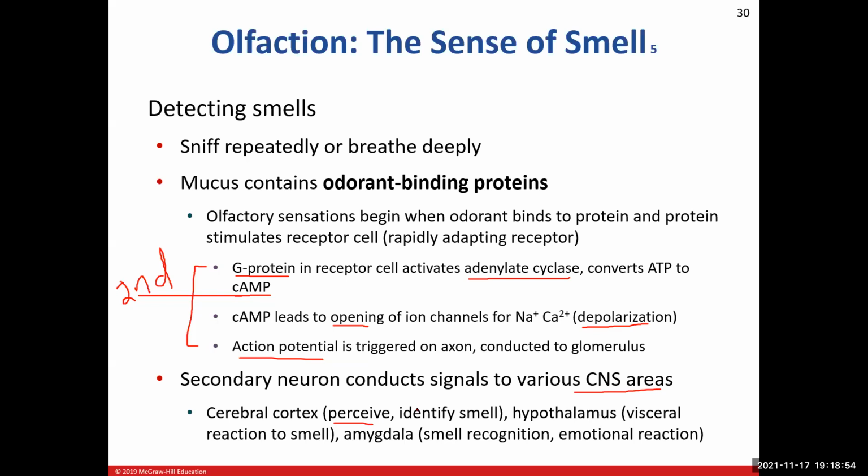Some of those secondary neurons will travel to the hypothalamus and give you a visceral reaction to that smell, like salivation. It'll start up the stomach. Okay, I think it's time to eat. This smells like food. Let's get the stomach online. Let's get some of those digestive enzymes flowing so we can start to digest, because I think it's about time to eat. And then, of course, the amygdala, if it's something that you're really liking, you get that emotional reaction of giddiness. You're like, I can't wait. And it also helps with smell recognition.